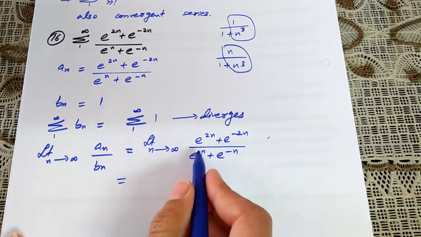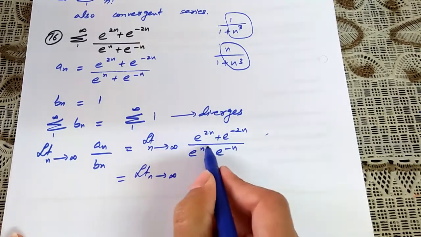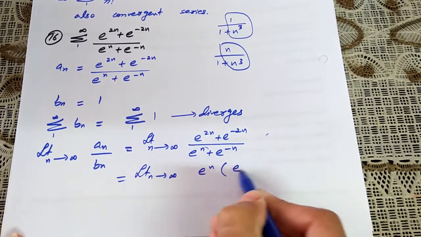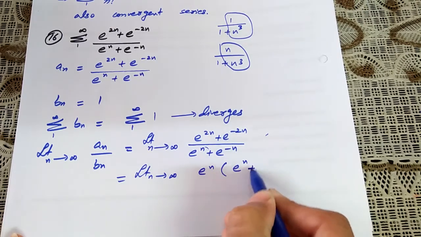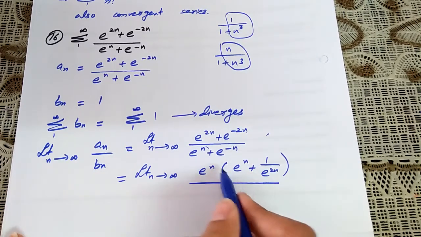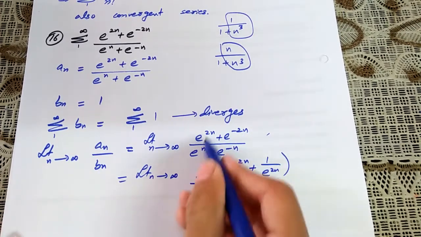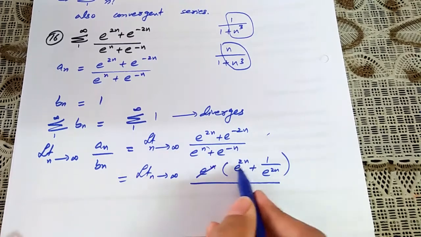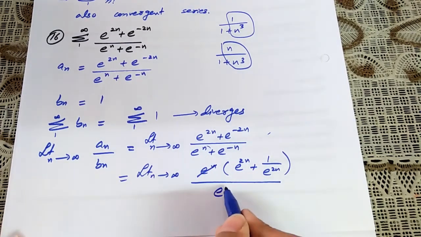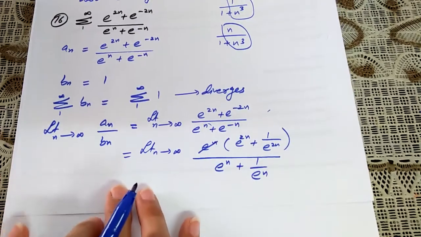Just before applying the limit, I am simplifying it. It will become limit n approaches infinity. I am taking e raised to power n common from the denominator and from the numerator. We will be left with e raised to power n plus 1 over e raised to power 2n, divided by, simplifying it like this, e raised to power 2n plus this negative term can be written as 1 over e raised to power 2n, and this one can be written as e raised to power n plus 1 over e raised to power n. Now take e raised to power n as common.